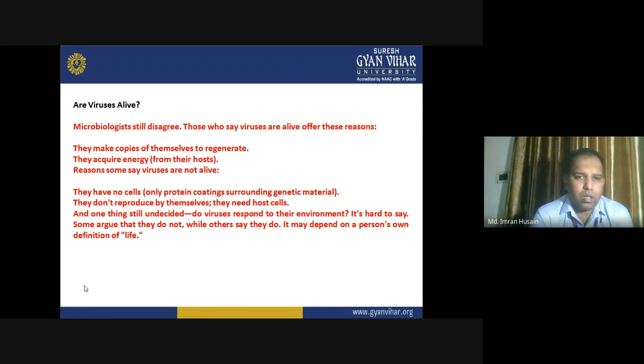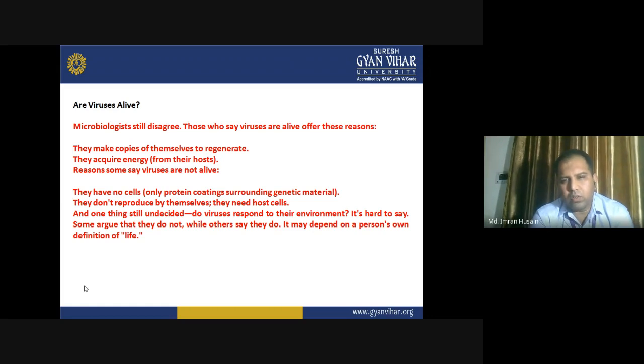Microbiologists still disagree. Those who say viruses are alive offer these reasons. They make copies of themselves to regenerate. They acquire energy from their host. Some say viruses are not alive, because they have no cells. Only protein and surrounding genetic material is present. They don't reproduce by themselves.